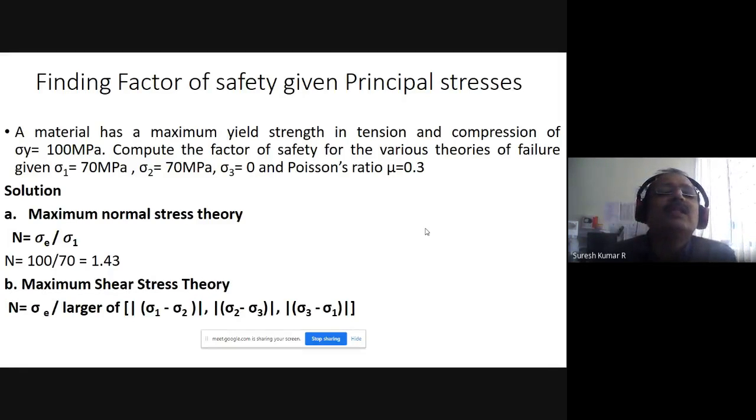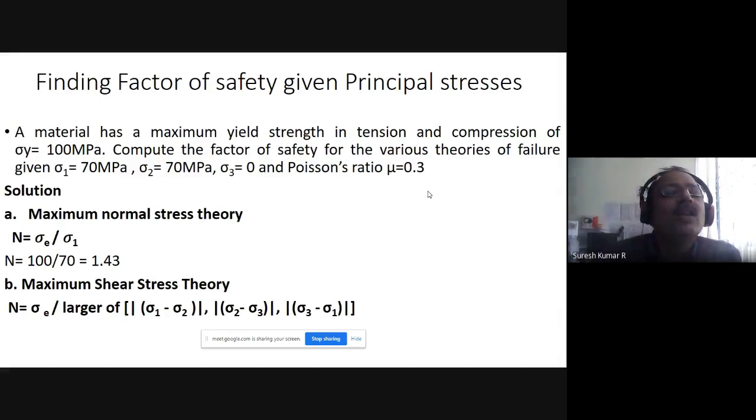A material has a maximum yield strength in tension and compression, sigma y, equal to 100. That is the yield point stress. Then compute the factor of safety using various theories of failure. The principal stresses are given as sigma 1 is 70, sigma 2 is 70 MPa, sigma 3 is 0. Poisson's ratio is 0.3. First, let me solve it by the conventional method.